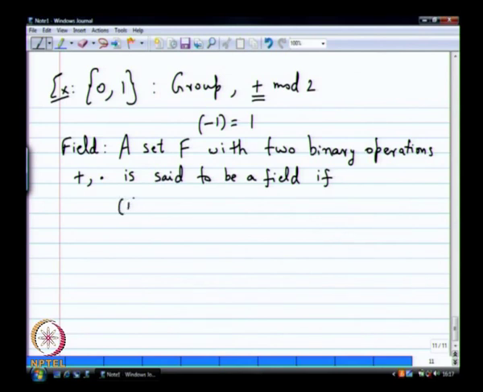So when is this said to be a field? (F, plus) should be what's called an abelian group. I forgot to define abelian group. A group is said to be abelian if it's also commutative, that is, the addition operation is commutative. So (F, plus) should be an abelian group. A field should have addition, so a plus operation should be defined. Let's say 0 is the additive identity.